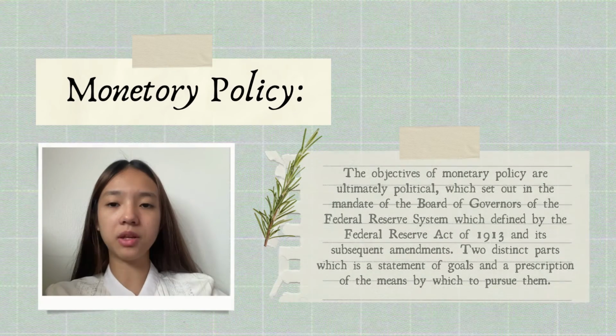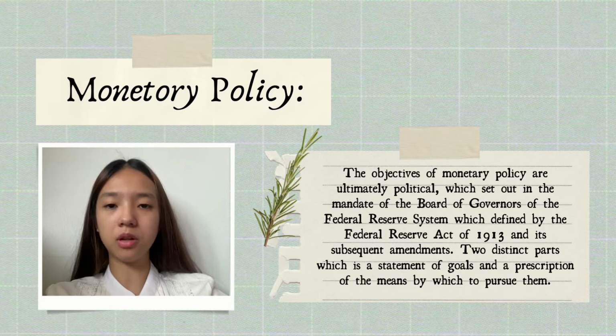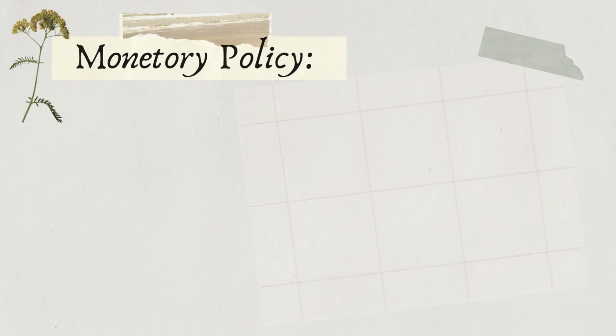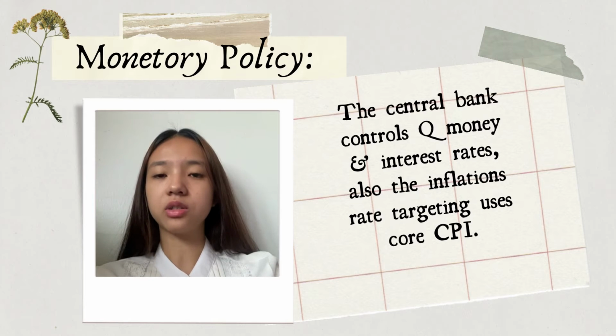The objectives of monetary policy are ultimately political. The objectives are set out in the mandate of the Board of Governors of the Federal Reserve System, which defined by the Federal Reserve Act of 1913 and its subsequent amendment. The objectives have two distinct parts, which are the statement of goals and the prescriptions of the means by which to pursue them. Central bank controls the quantity of money and interest rate.